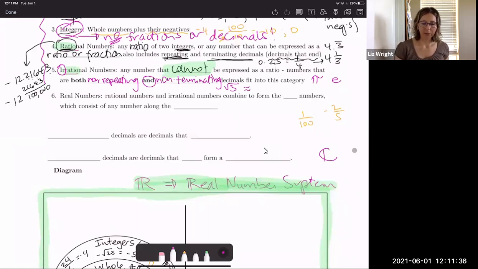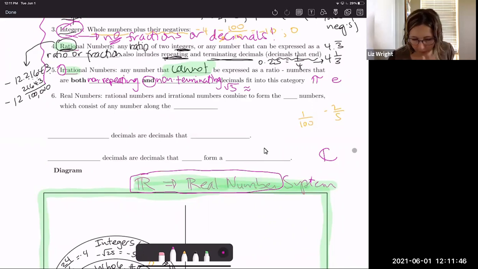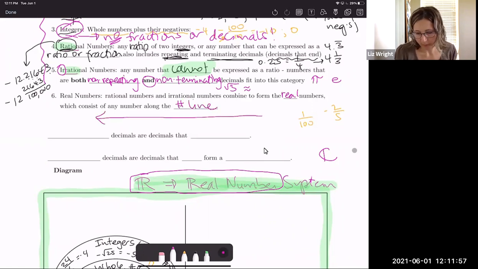Real numbers. Real numbers are rational and irrational numbers, which is why it's over our entire box here. They combine to form the real numbers, which consist of any number along the number line. So if you put in your number line and it's 0 and it's 1 and it's -1 and it keeps going this way down to negative infinity and up to positive infinity, it's going to be part of the real number system.